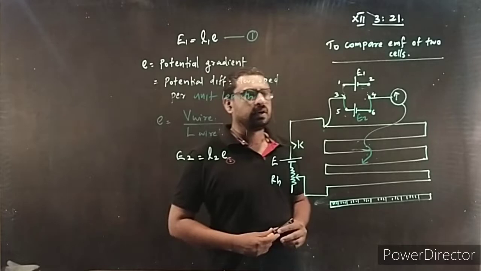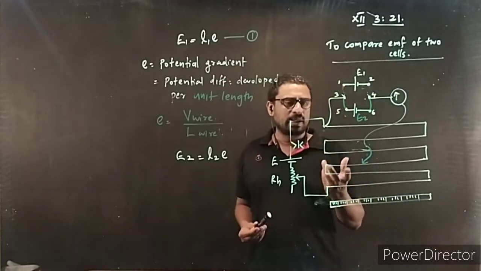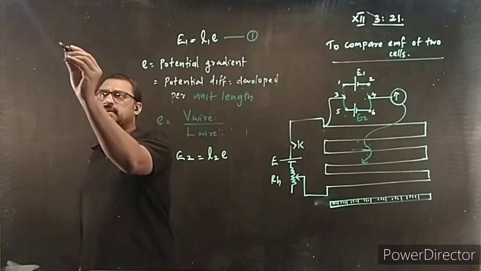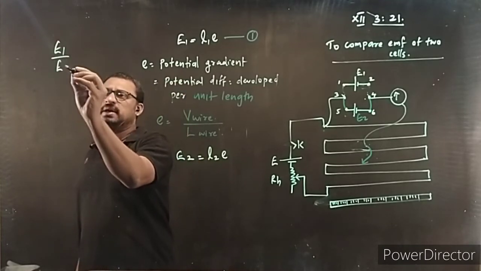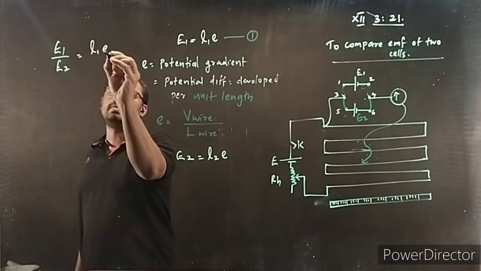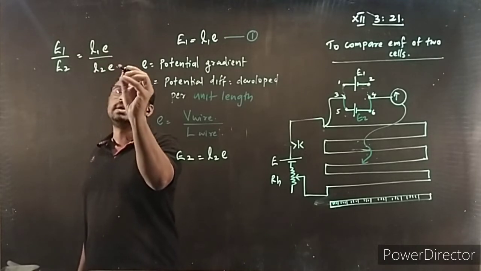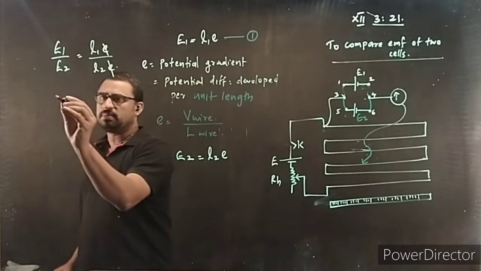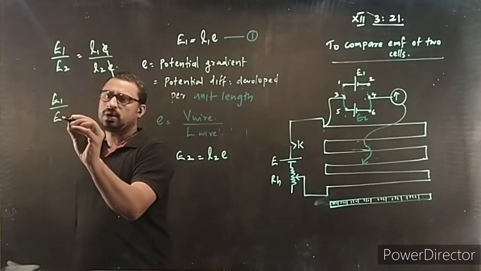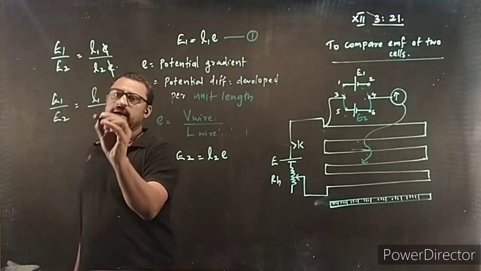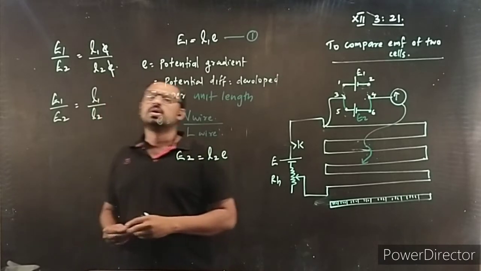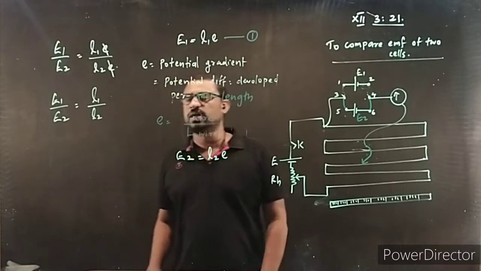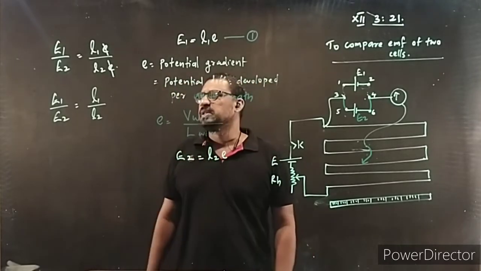Actually, what we need is to compare the EMF of two cells, so you can take the ratio. Comparing means taking the ratio. E1 by E2 will be equal to L1E by L2E, and this E is cancelled. So E1 by E2 is equal to L1 by L2. So the ratio of the EMFs is equal to the ratio of the balancing lengths.